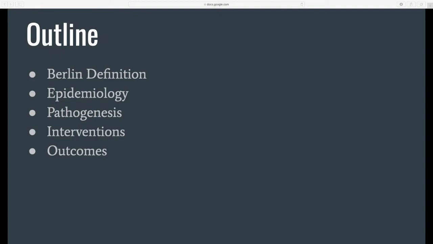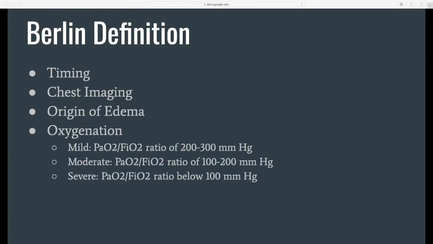Quick outline, I'm going to be talking about the Berlin definition of ARDS, the epidemiology, pathogenesis, interventions, and some of the outcomes. The Berlin definition was developed in 2012 to better identify cases of ARDS. It has four components, first being timing.